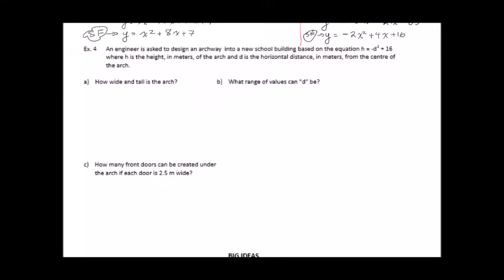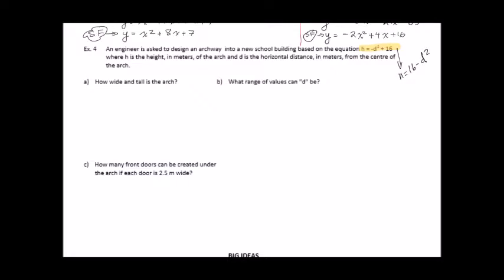So now, for example 4, it says an engineer is asked to design an archway into a new school building with this equation. Now this equation is interesting because if you think about this, I could rearrange this equation to be H is equal to, we could write that as H is equal to 16 minus D squared.